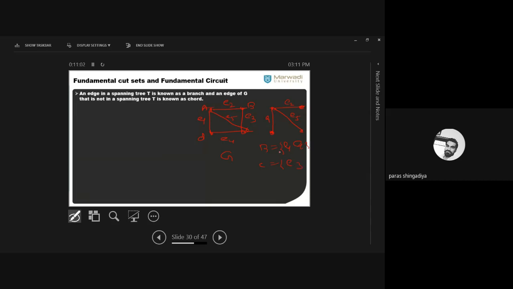That depends on the spanning tree. If you change the spanning tree, then both answers will change. Clear? Right now I consider this spanning tree. If I consider another graph as a spanning tree, that is another spanning tree of this graph. So now the branch set will change: E1, E2, E3 will be the branch set, and E5 and E4 will be the chords. Clear? So that depends on which spanning tree you consider here. As per that, we can create the sets. So that is now easy.